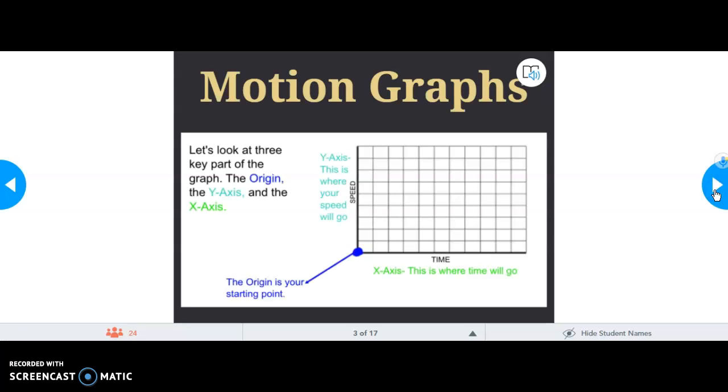Again, a few parts of the motion graphs that we need to pay attention to. The x-axis, which is where time should be every time. Now, I'm telling you right now, I'm going to lose my mind if they decide to put speed in the x-axis and time in the y-axis, because I will not be in a good mood.